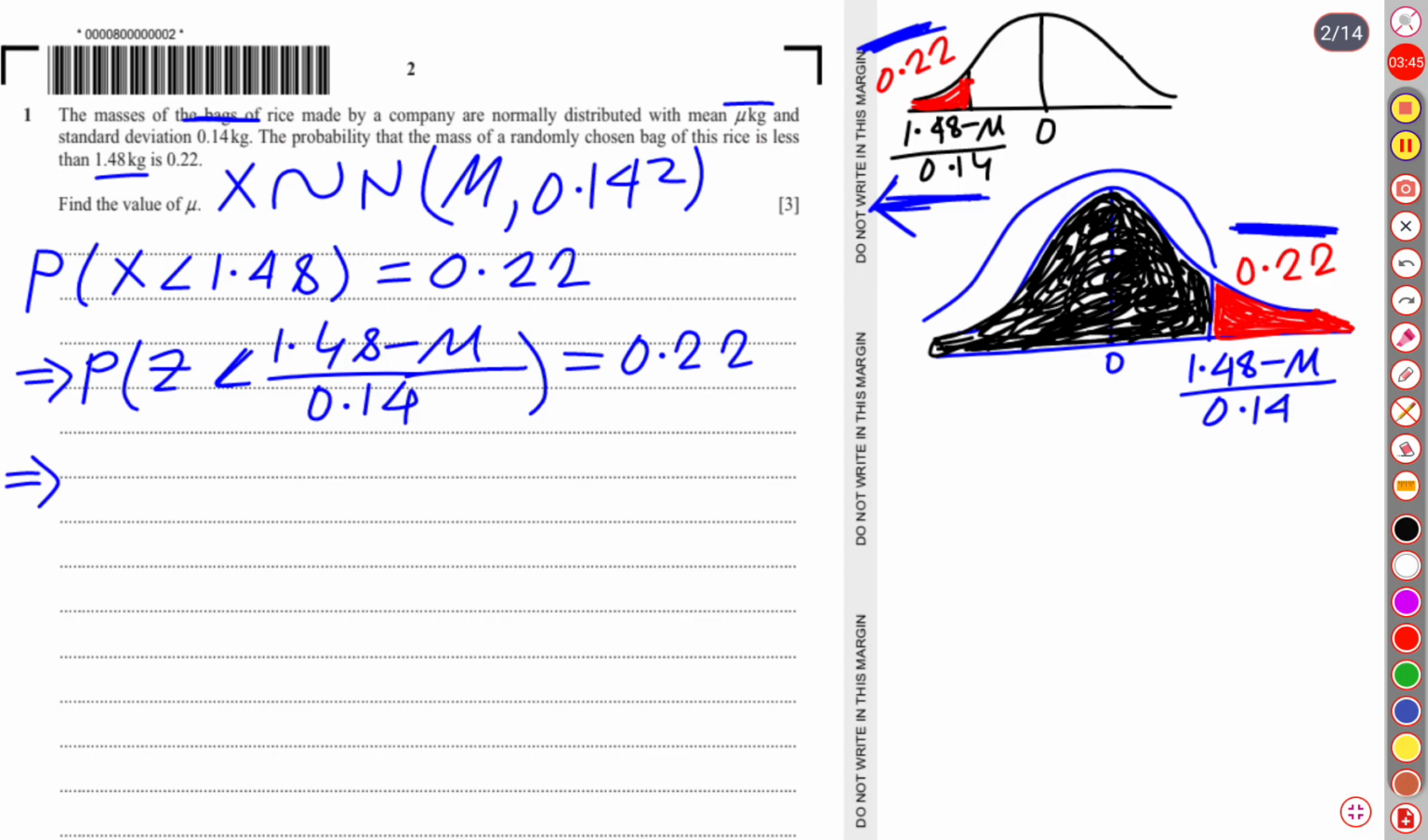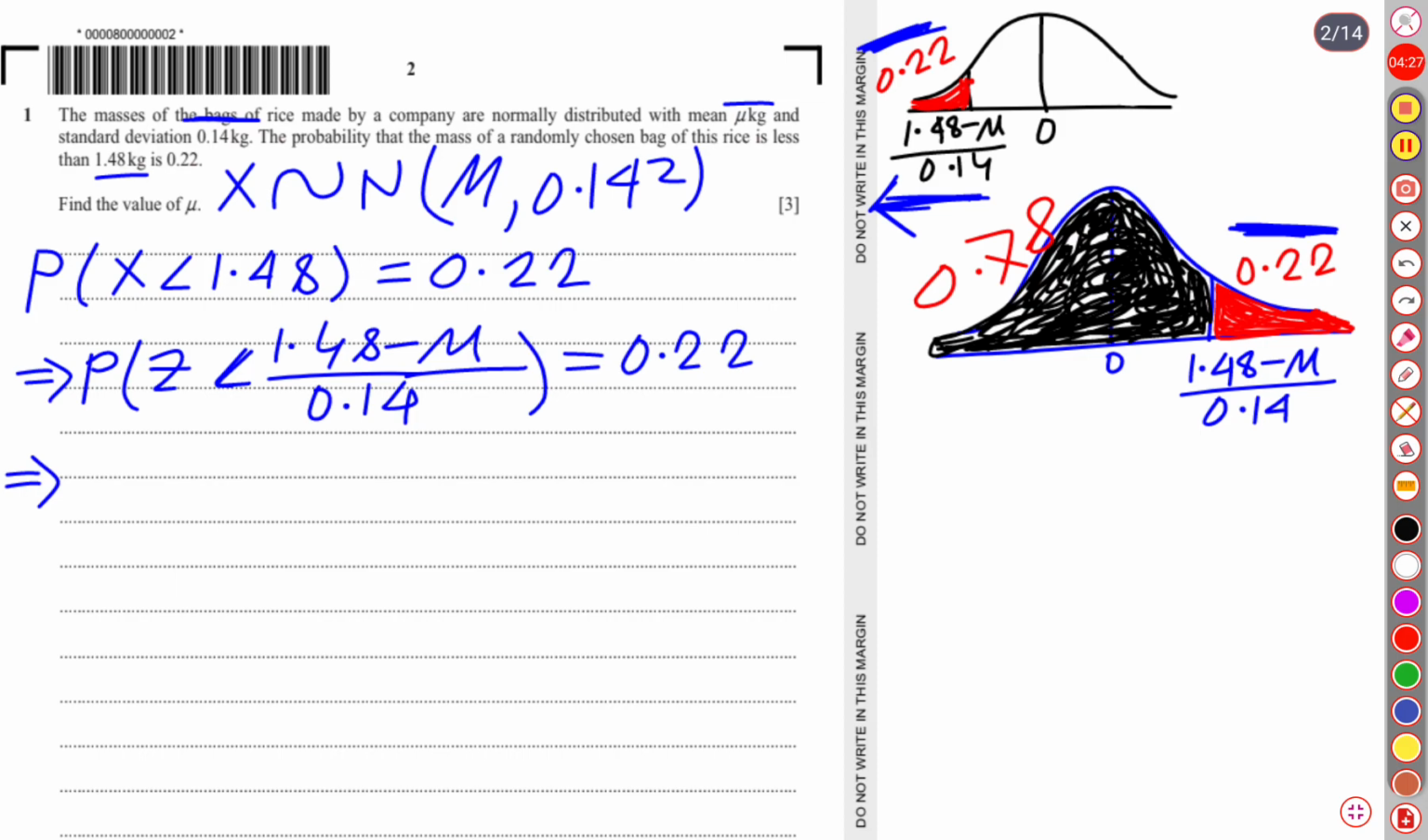Then we will get our probability 0.22, and we are going to find the corresponding z score when the probability is 0.22. One thing is sure, that if this tiny part on the right side is 0.22, then the dark part must be 0.78, because the total probability is 1.